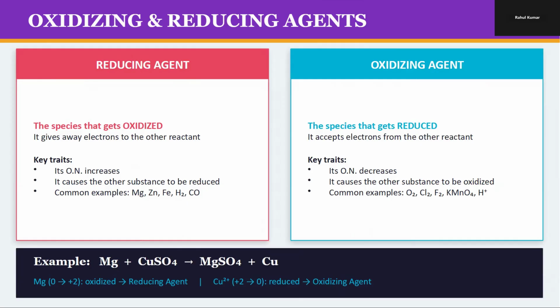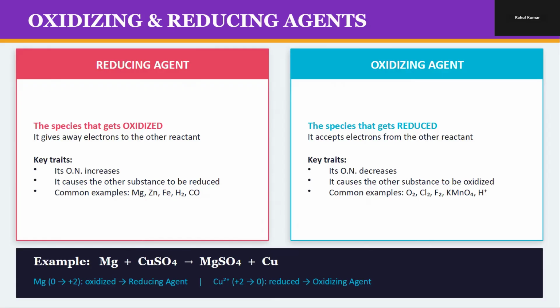Now, the oxidizing agent is the species that gets reduced; it accepts electrons from the other reactant. The key traits are its oxidation number decreases and it causes the other substance to be oxidized. Common examples are O2, chlorine, fluorine F2, KMnO4, and the proton ion.